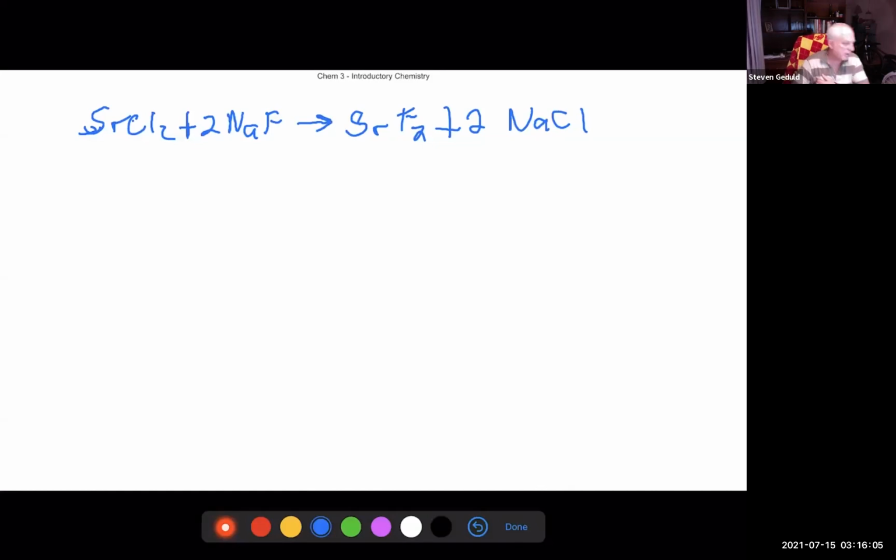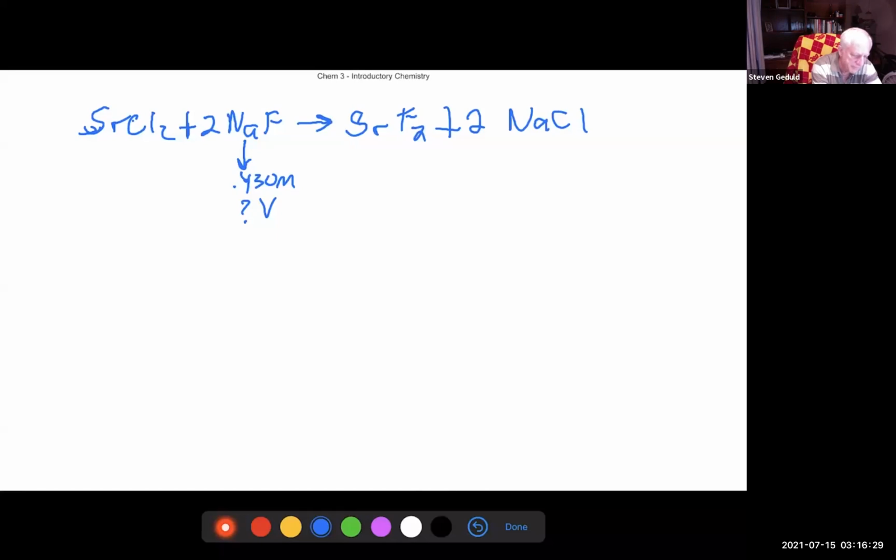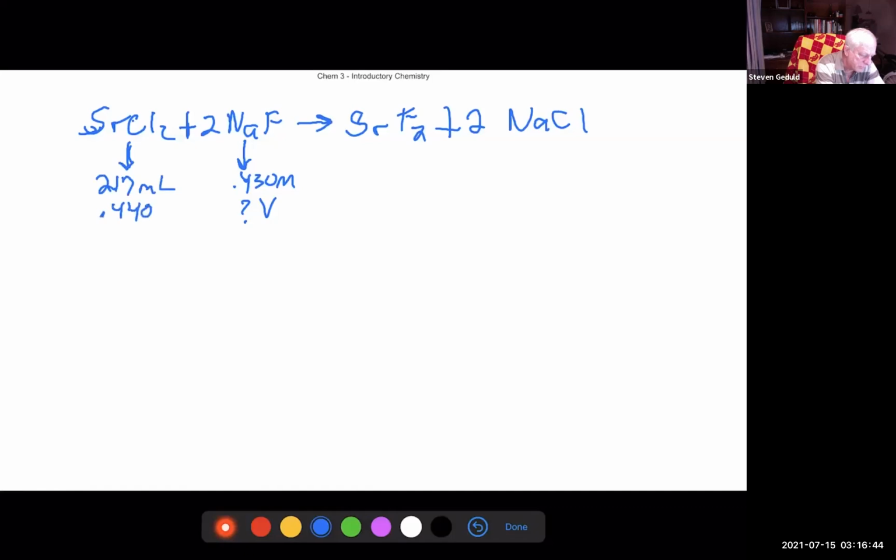And it says, what volume of NaF, and this is 0.430 molar, is required? So we're looking for volume here to react with 217 milliliters of SrCl2. Okay, so we have strontium chloride, and we have 217 milliliters of 0.440 molar. All right, so we want to know how much of this strontium chloride is going to react with sodium fluoride, how much volume we need to completely react with that.